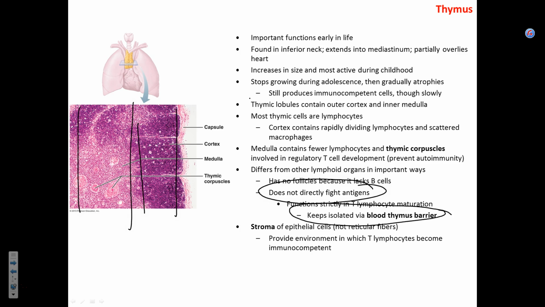blood-thymus barrier. Based on the name, can you explain what it is? Excellent. It separates the blood and the thymus. That's all you needed to say. Blood-thymus barrier separates the blood and the thymus. It prevents any contact between the blood and the cells in the thymus. I'm going to ask the tough question. Why should there be absolutely no contact between T cells when they mature and the blood?